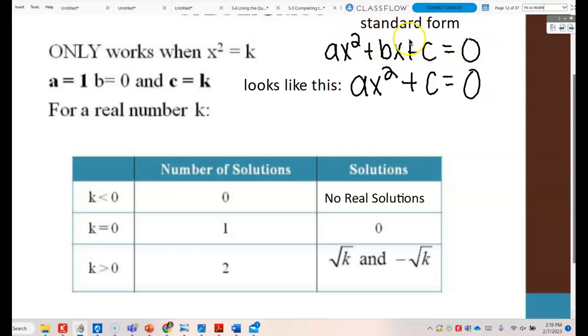The standard form of a quadratic is ax squared plus bx plus c. The form that we are going to use this method for looks like ax squared plus c only. The b value is 0, therefore gone.